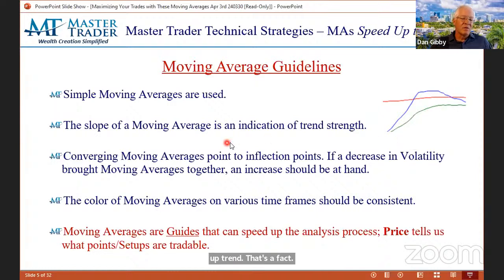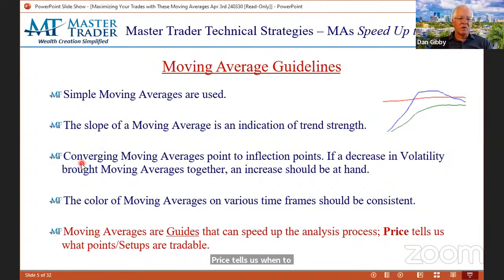But let's jump down here. Moving averages are just guides. We've said that over and over again. We never, ever do anything without price. Price tells us when to act with the setup.